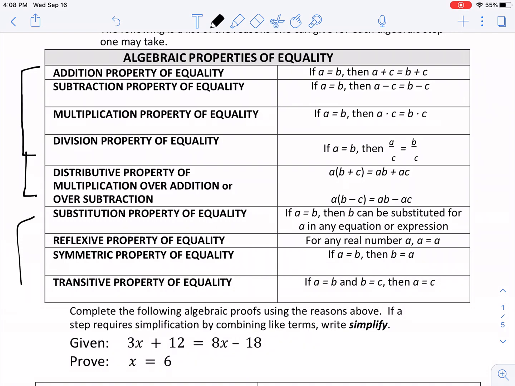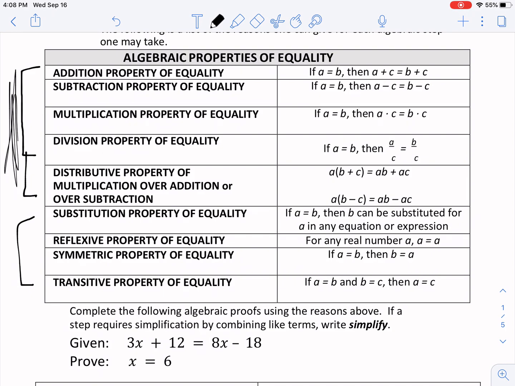Rarely will you see these guys in the proofs that we're going to be working on. However, it doesn't hurt to know them. So mainly we're going to focus on these guys, okay? Now, when we're talking about the addition, subtraction, multiplication, and division properties of equality, remember from the previous videos we said we can add the same thing to both sides, we can subtract the same thing from both sides, multiply the same thing to both sides, and divide the same thing from both sides. Those are the properties that we're referring to. It's just we're being a little bit more formal now.